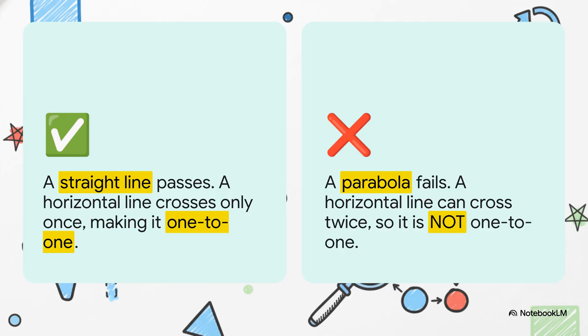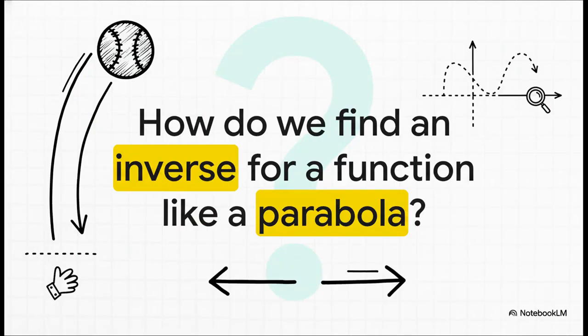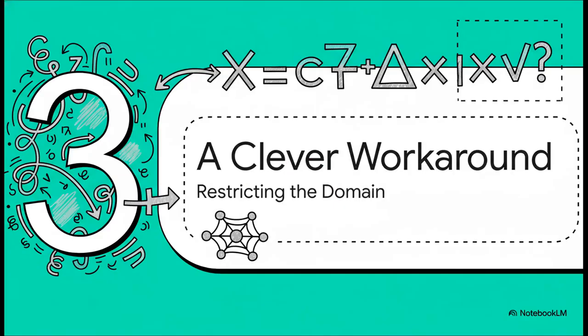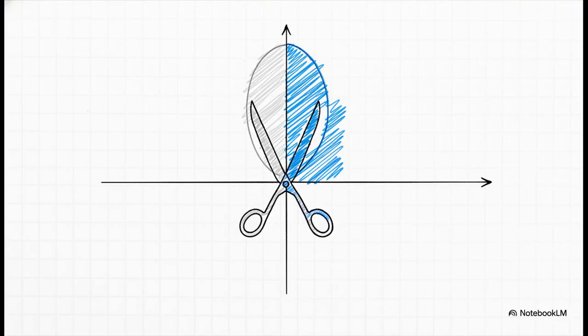It fails the test. This brings up a pretty big question, right? Parabolas are everywhere in physics and engineering. They're incredibly useful. So if they aren't 1-to-1, how in the world do we find their inverse? Well, let's get into it, because as it turns out, mathematicians came up with a very clever workaround for this exact problem. And the solution is kind of genius in its simplicity. You just restrict the domain.